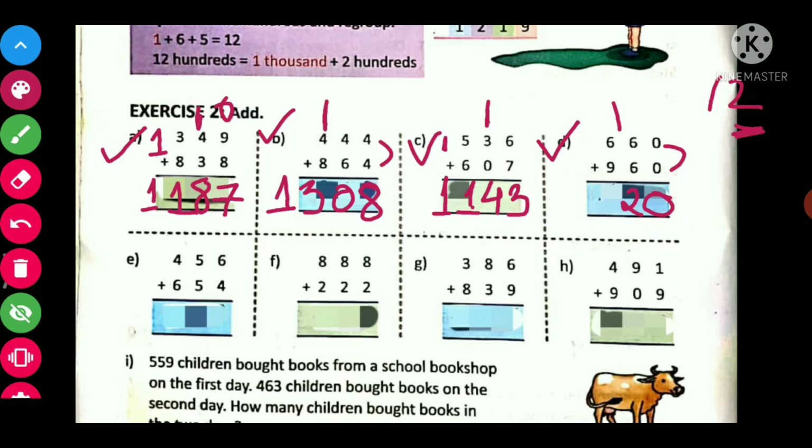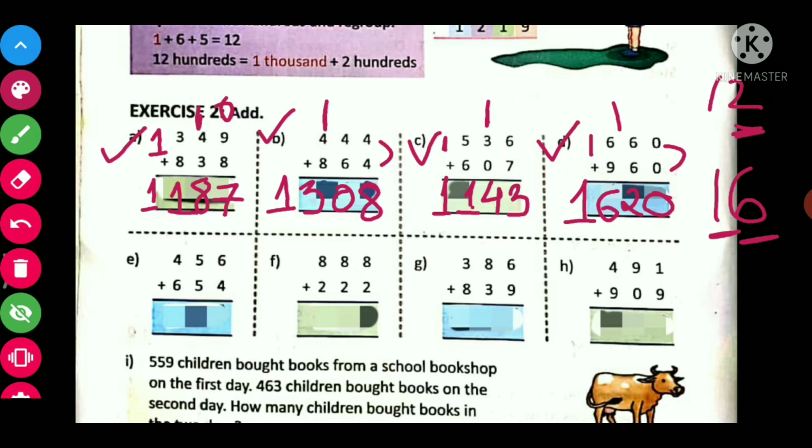7 plus 9, it will be how much? 16, right? So now 6 will write here, and this one will give it here in the 1000 place value. In the 1000 place value only 1 is there, so we'll write 1 here. Okay, this is how you have to do this one.